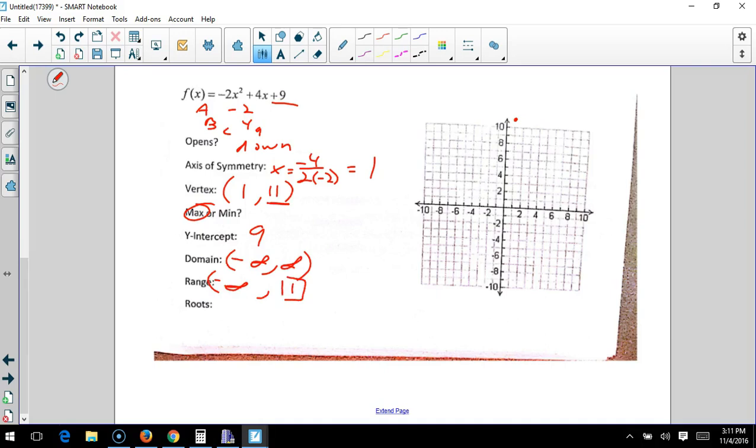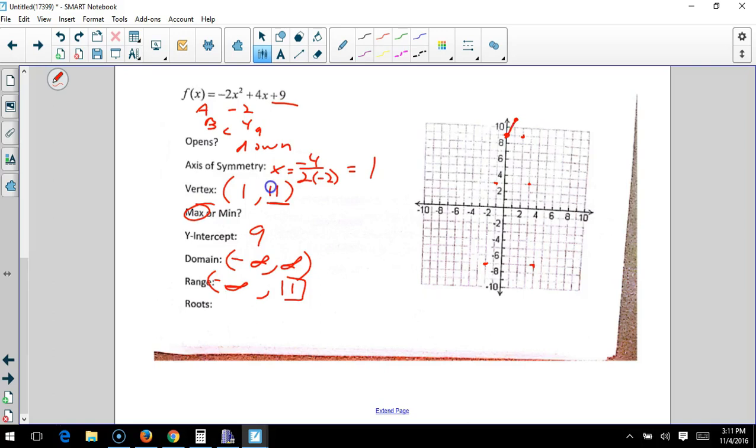Let's put some points on here. So, negative 2, let's see, negative 2, negative 7. Negative 1, positive 3. 0, 9. 1, 11. We have that. 2, 9. 3, 3. There's the mirror image there. And 4, negative 7. There's our mirror right there.